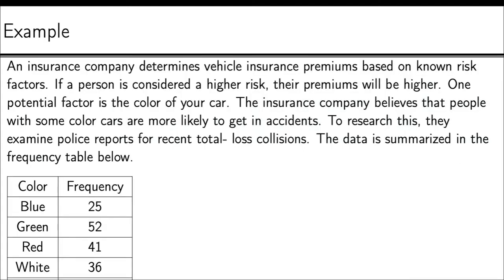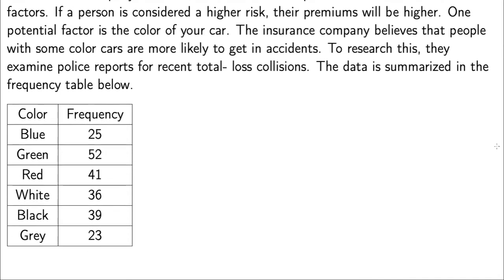So here's an example of a frequency table. An insurance company determines vehicle insurance premiums based on known risk factors. If a person is considered a higher risk, their premiums will be higher. One potential factor is the color of your car. The insurance company believes that people with some color cars are more likely to get in accidents. To research this, they examine a police report for recent total loss collisions, and the data is summarized in the frequency table below.